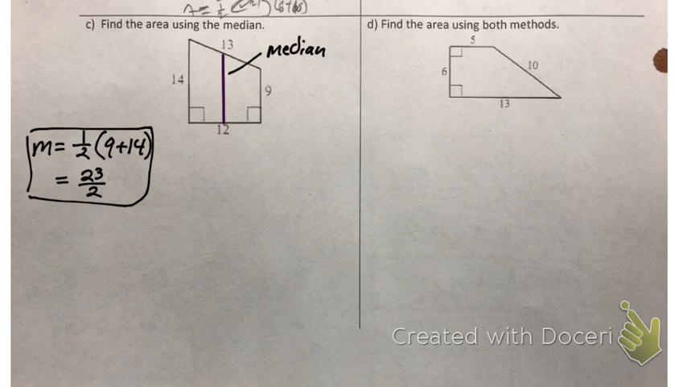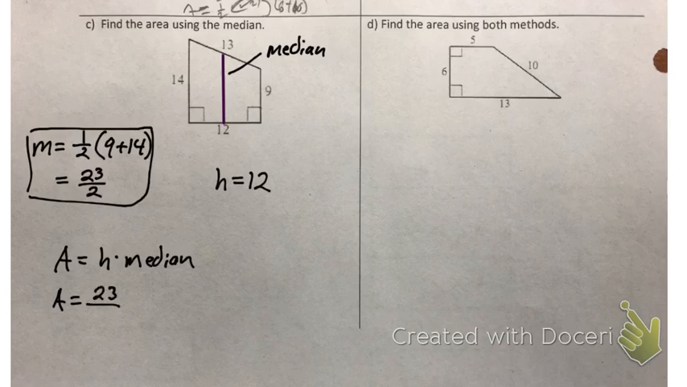Either you can look down here, or you can actually put it all the way over here if you like it over there. However you want to, our height is 12. So our h equals 12. So our area equals our height times our median. Our area would equal 23 over 2 times 12, which is going to equal 138. Yeah, you're right.